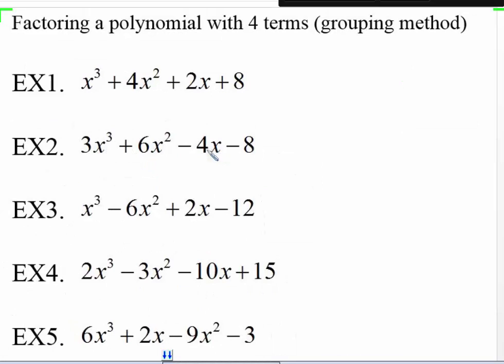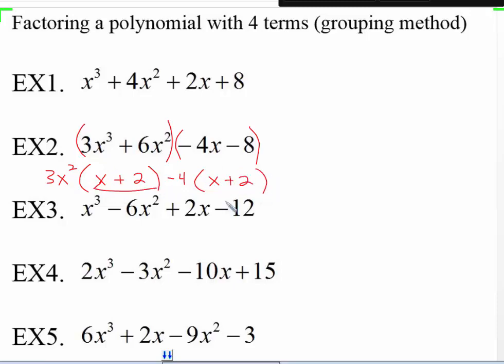Number 2 here, once again, if you just group the first two and the last two, it'll usually work out for you. If it doesn't, then maybe you need to try a different grouping. So what can we take out from here? The GCF is 3x squared, so this will leave us with x plus 2. Over here, we have negative 4x minus 8. We need x to be positive, so we have to take out a negative 4, because then x will be positive, which is what we need because these need to be the same.